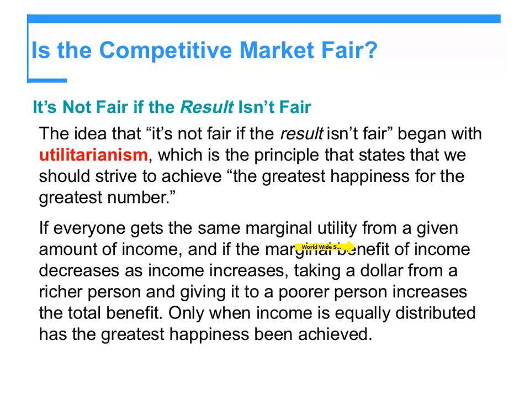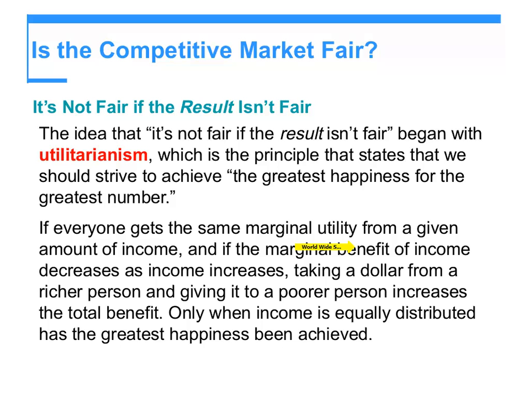While if you take this money and give it to the poor person, and that poor person takes one more pizza, he is going to have a drastic change in his marginal benefit. So the whole society is going to have an increase in marginal benefit. That is the whole idea of utilitarianism.